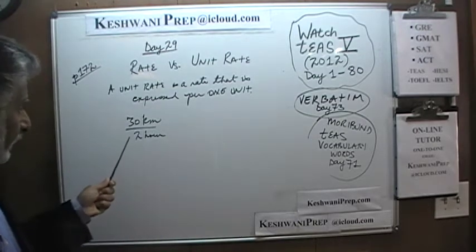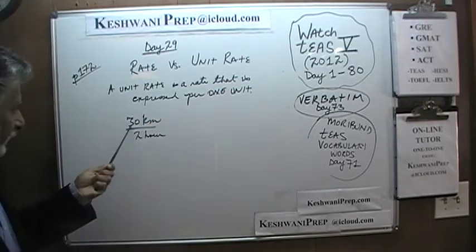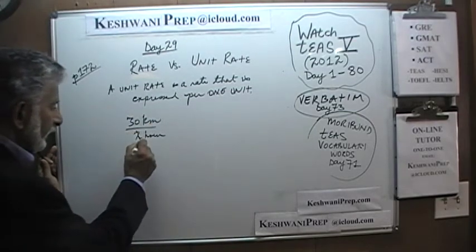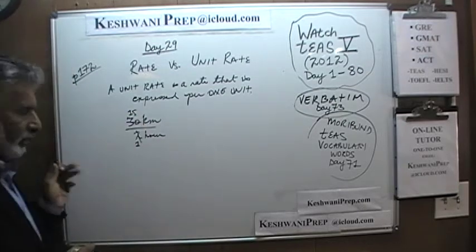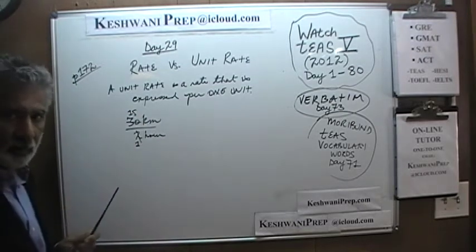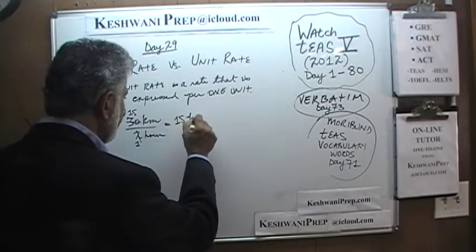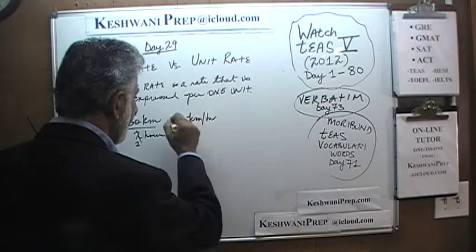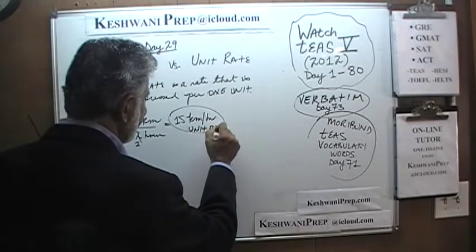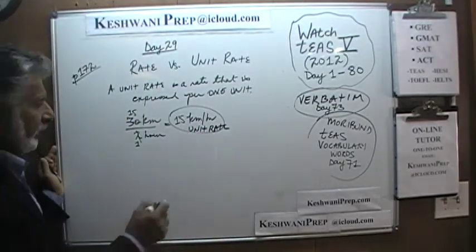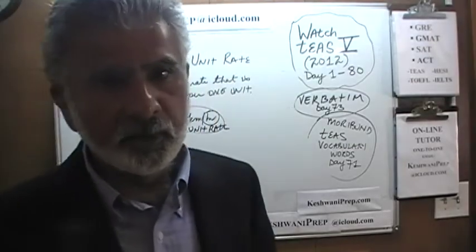So how do we go from a rate to a unit rate? It's very simple, just divide top and bottom by 2. If you divide the bottom by 2, it becomes 1, and the top becomes 15. There you go. 30 kilometers per 2 hours is simply 15 kilometers per hour. And now that is a unit rate. It is a unit rate because it expresses the concept, whatever it is, per one unit in the bottom.